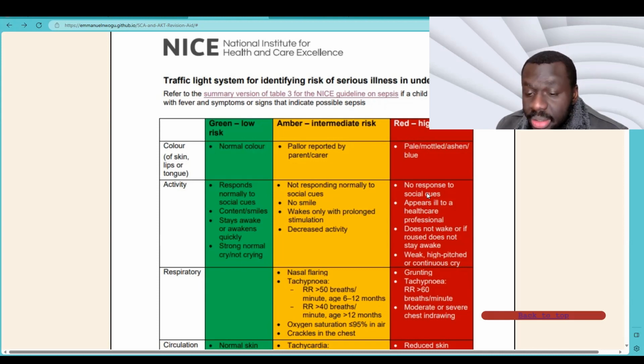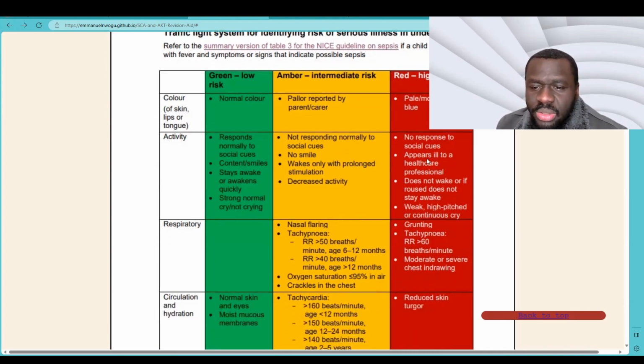The child is breathing with so much difficulty, with retraction of the intercostal and subcostal muscles. The child looks like someone who is going to take their last breath if nothing is done within the next hour. If the child looks ill to you as a doctor, that's a red flag. The child does not wake or is not roused, or if roused, does not stay awake. You're stimulating the child and the child just isn't waking up. Weak, high-pitched or continuous cry.